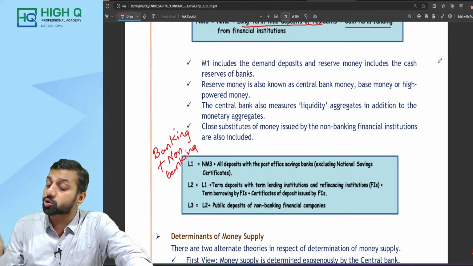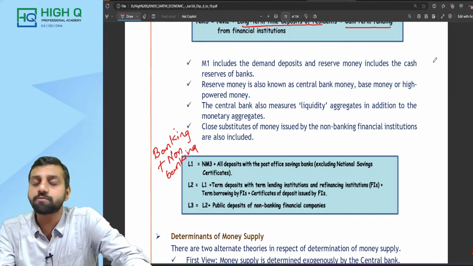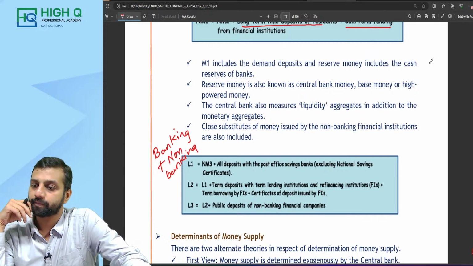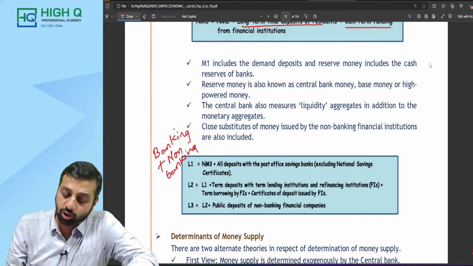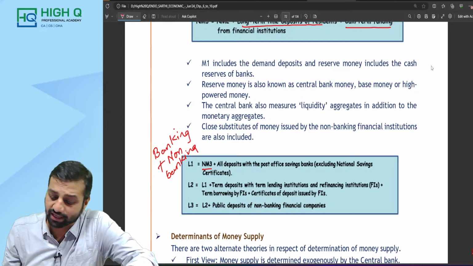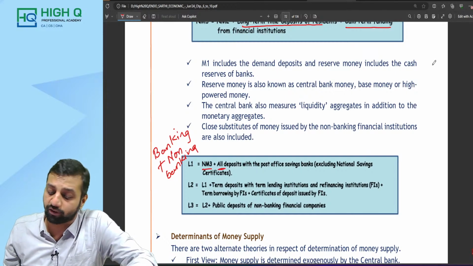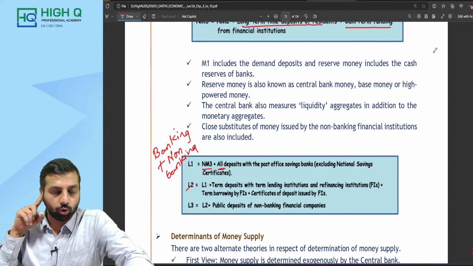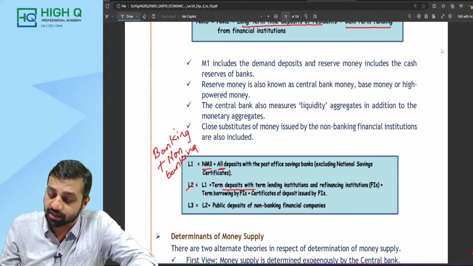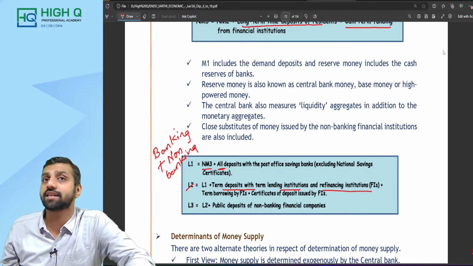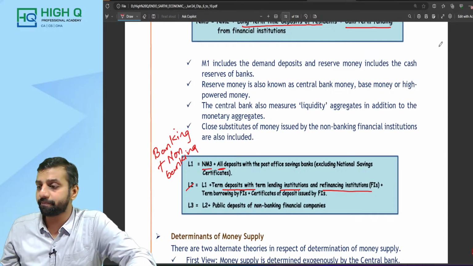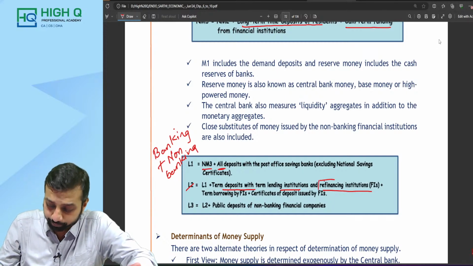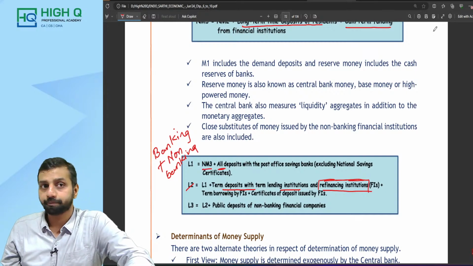And that also includes post offices. So if you observed in NM1, NM2, NM3, we did not consider the post offices. So L1 is equal to NM3, whatever is there in banking, plus all deposits of the post office savings bank. Then L2 is equal to L1 plus term deposits with term lending institutions and refinancing institutions like NABARD, EXIM, IDBI.